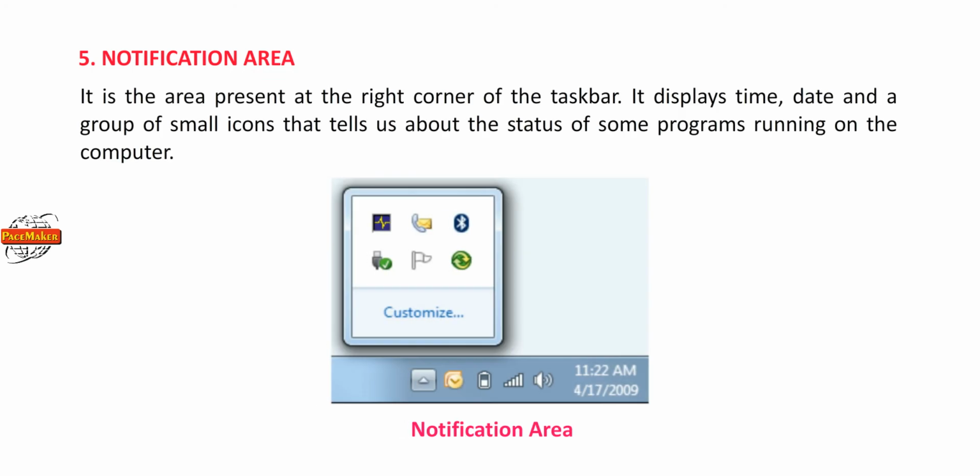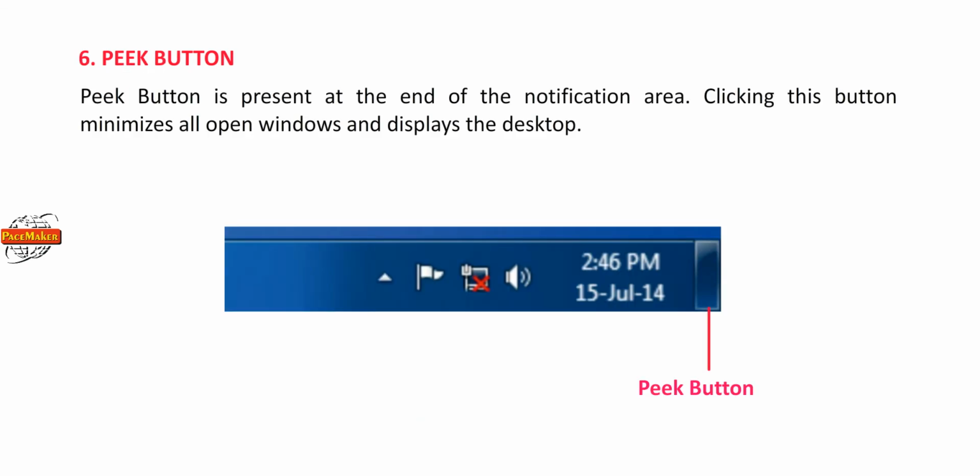Fifth, notification area. It is the area present at the right corner of the taskbar. It displays time, date, and a group of small icons that tell us about the status of some programs running on the computer. Peek button. The Peek button is present at the end of this notification area. Clicking this button minimizes all open windows and displays the desktop.